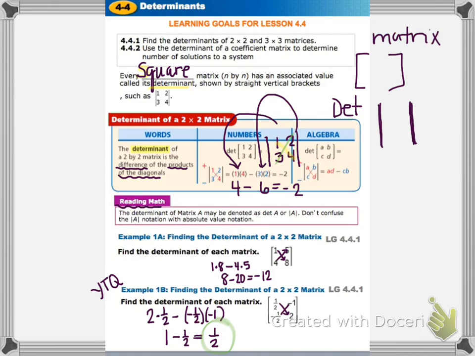So there's the answer for the determinant of that matrix in example 1b. The determinant is 1/2. Let's turn the page.